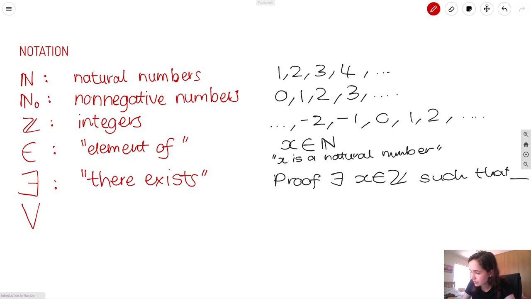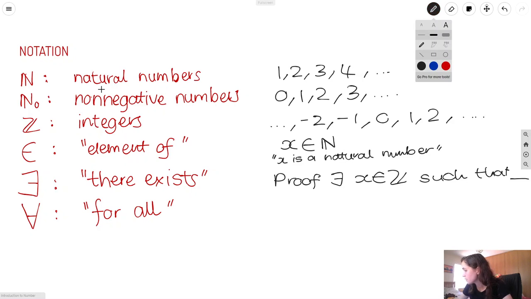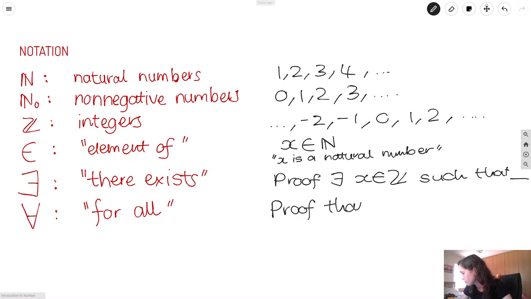Then you will also see this flipped A being used, and this means for all. So you may see a question that says, prove that a certain statement is true for all x, y in the integers. So you have to prove some statement is true for all integers x and y.